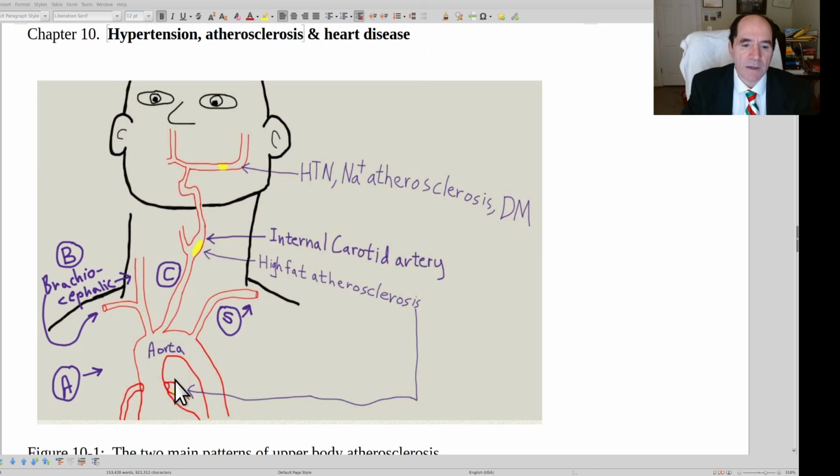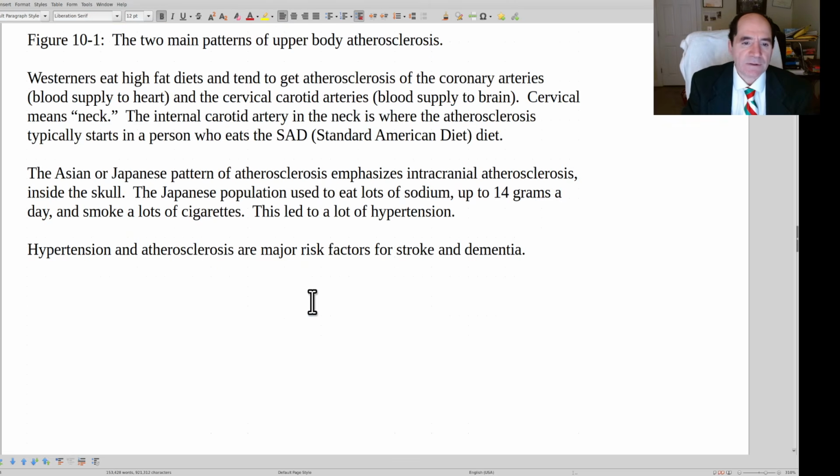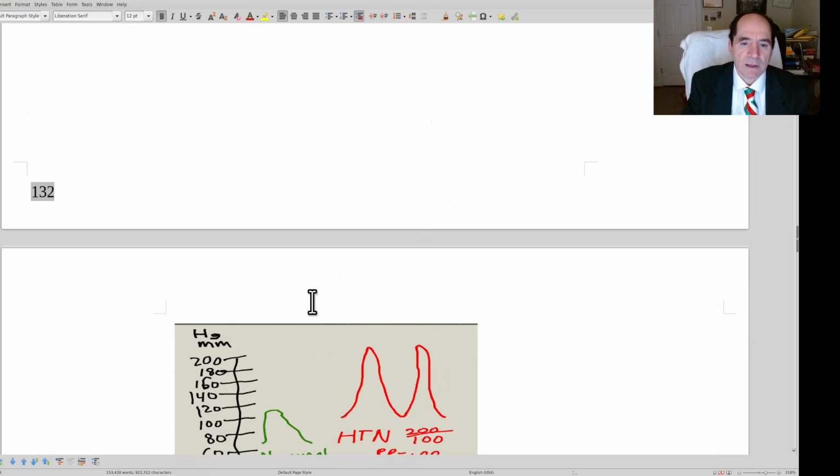You can easily remember the anatomy by remembering your ABCs: A for aorta, B for brachiocephalic artery, C for carotid, S for subclavian. Those little mnemonics come in handy if you want to memorize stuff. Most people probably don't care too much about memorizing that, but it's good that you heard it once, so you know where to go back to find the picture if you want it. Okay, so the SAD diet, the standard American diet, creates that pattern of atherosclerosis.